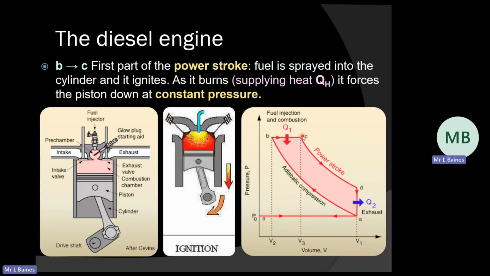Okay, so that's the first part of my power stroke, a big increase in volume because it's a very high pressure and it stays at pretty much a constant pressure, forcing that piston to start moving downwards. That's why we get a change in volume but no change in pressure. Okay, and as that fuel burns, that's my input heat. That's my energy supply, QH, coming in.